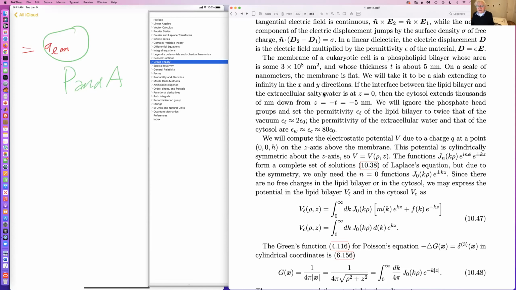Anyway, the important thing here is that the area of the eukaryotic cell can be something like 300 million square nanometers. So kind of like a square nanometer for every American. On the other hand, the thickness of this phospholipid bilayer is only 5 nanometers. And so that's pretty amazing. It's a little bit like the Earth's atmosphere relative to the area of the Earth.